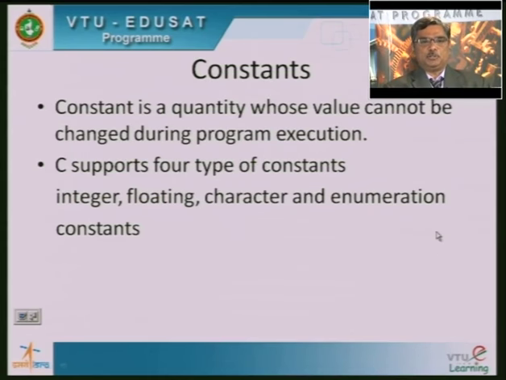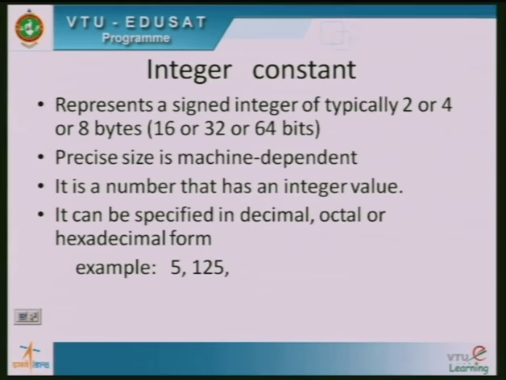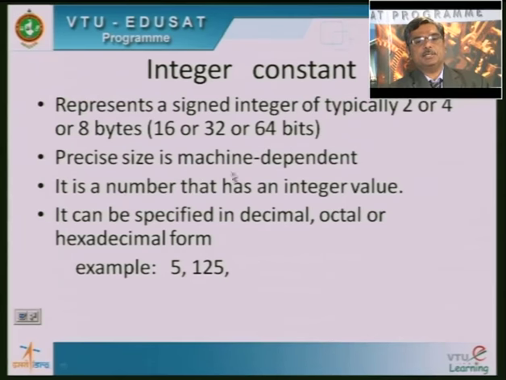So, second, constant. You understood up to now what a variable is. Now, we will move on to a constant. A constant is a quantity whose value cannot be changed during the program execution. C supports integer, floating, and character constants, and enumeration constants are also available in C. A representation of a signed integer is 2 or 4 or 8 bytes, depending upon whether it is a 16 or 32 or 64 bit machine. Precise size is machine dependent. It is a number that has an integer value. For example, 5 is an integer value, 125 is an integer constant.